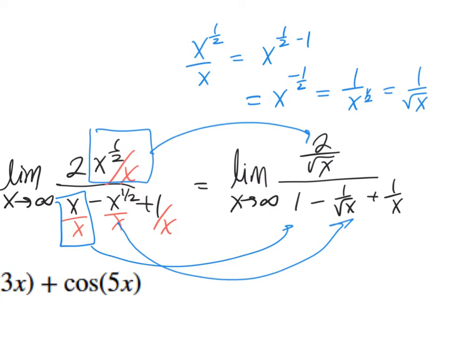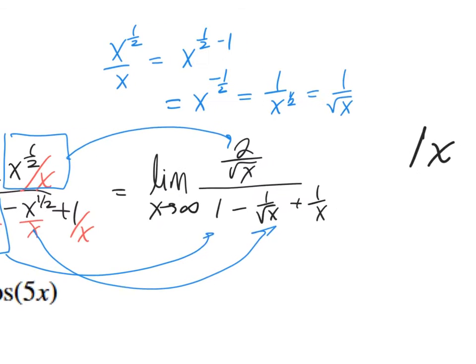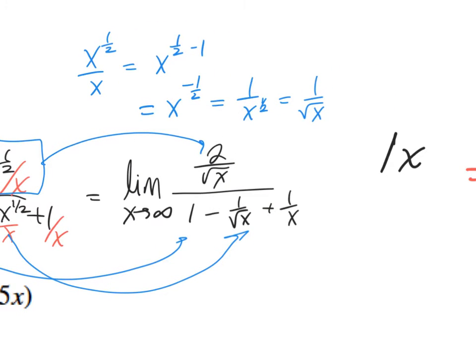Okay, cool. So what happens to my 2 over the square root of x as x gets very large? This part's going to go to 0. In the denominator, this part goes to 0, this part goes to 0. What I end up with is 0 over 1. Can I have 0 over 1? Absolutely. So where is this going then? It's going to 0.